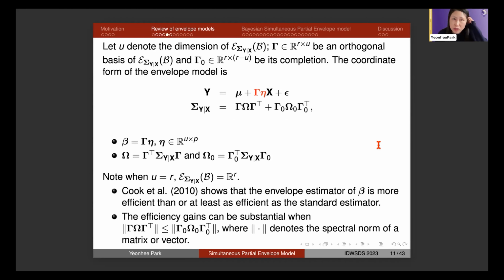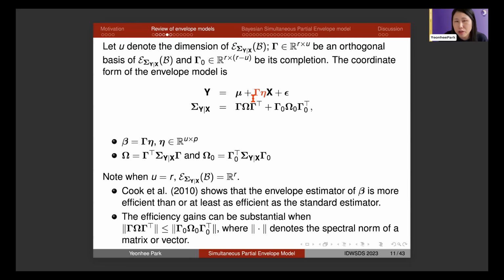Let U denote the dimension of the envelope. If the value of U is the same as R, the number of responses, then the envelope space is the same as the R-dimensional response space, and the envelope model degenerates to the standard model. For the fixed dimension U, the R times U matrix gamma denotes the orthogonal basis of the envelope space, and gamma 0 indicates its completion. Then we will have the coordinate form of the envelope model.